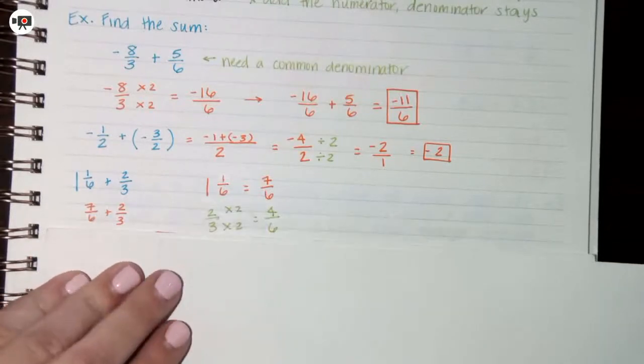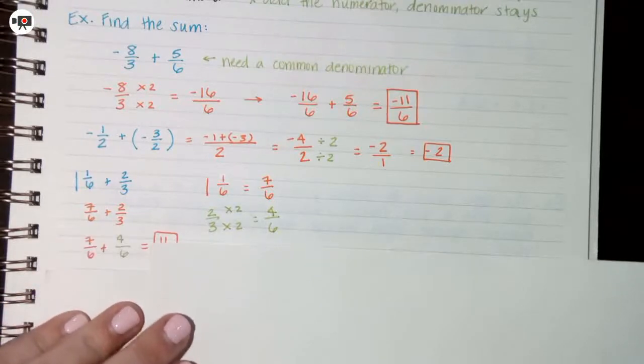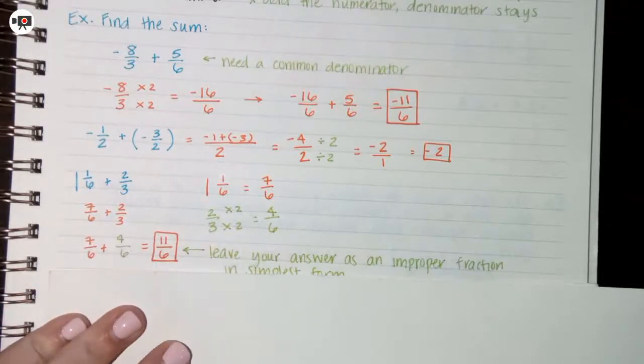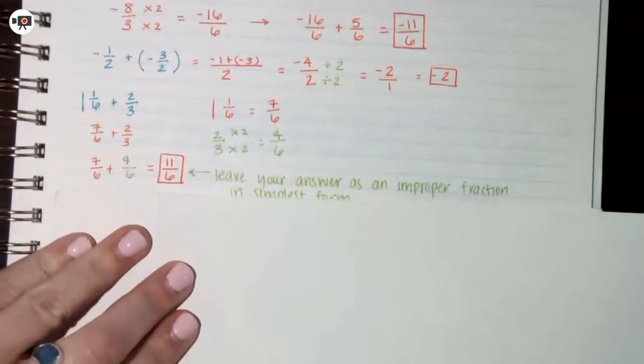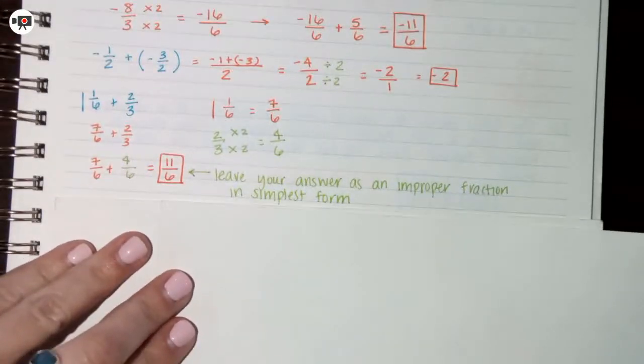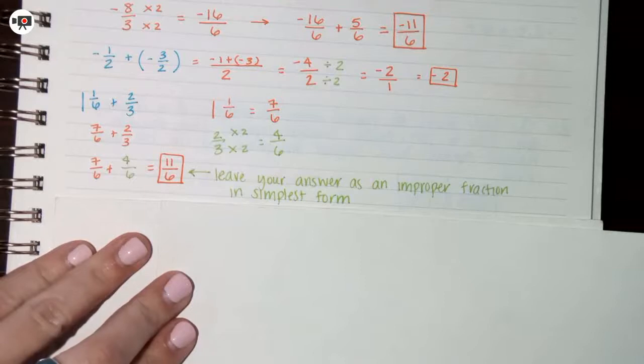Again, I need to make a common denominator. So I'm going to do 7/6 plus 4/6, which is 11 over 6. Leave your answer as an improper fraction in simplest form.